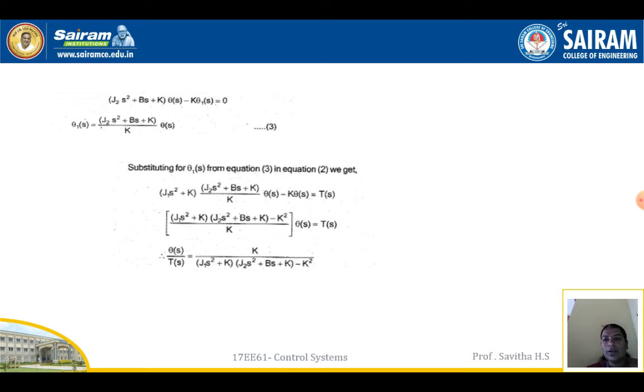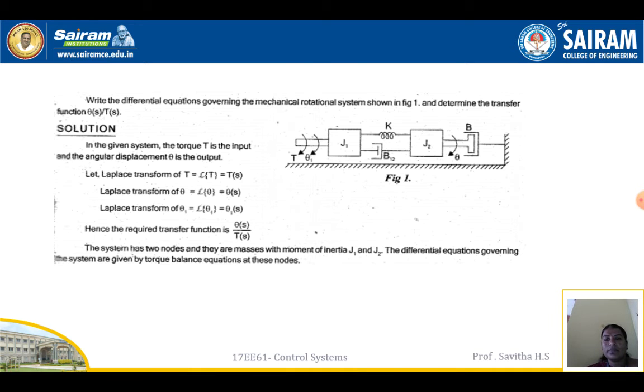Call it equation 3. Substituting for theta 1 of s from equation 3 in equation 2, we get (J1 s squared plus K) (J2 s squared plus Bs plus K) divided by K, theta of s, minus K theta of s is equal to T of s. Therefore, theta of s by T of s is equal to K divided by (J1 s squared plus K) into (J2 s squared plus Bs plus K) minus K squared.